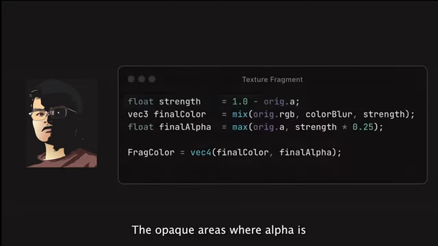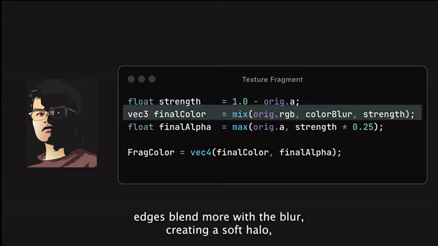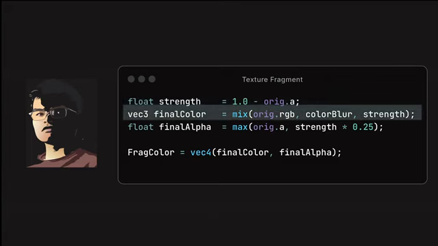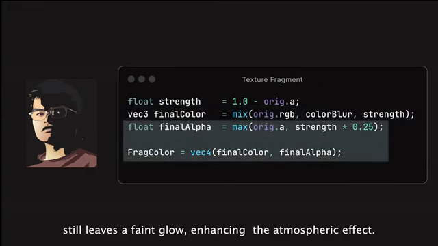The opaque areas, where alpha is equal to 1, stay crisp. The semi-transparent edges blend more with the blur, creating a soft halo. And finally, the almost invisible pixels still leave a faint glow, enhancing the atmospheric effect.